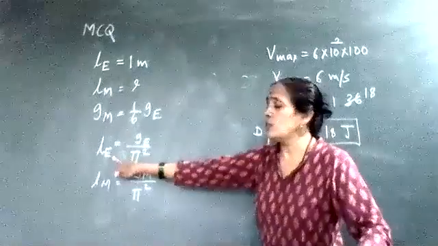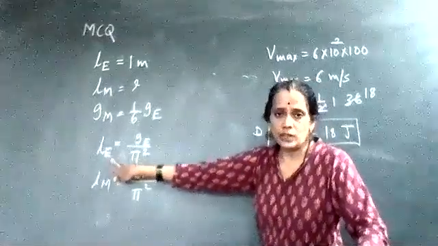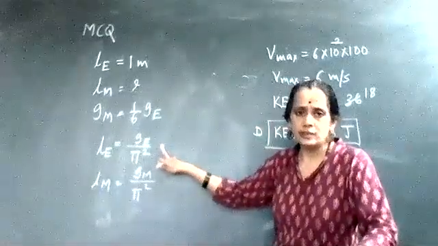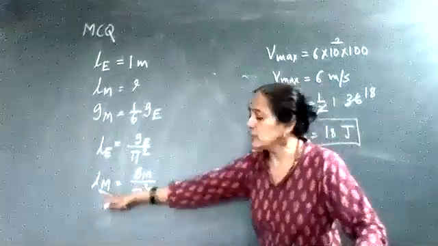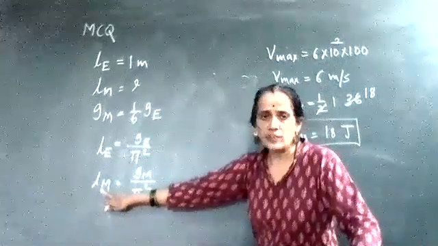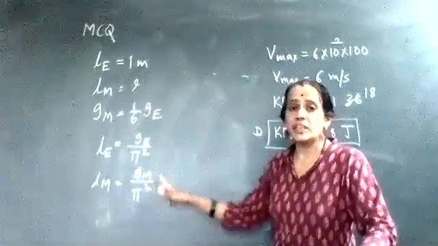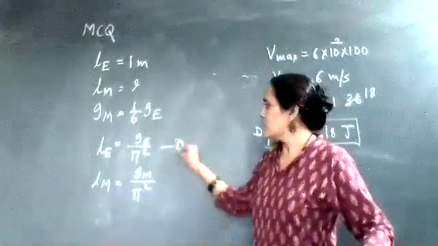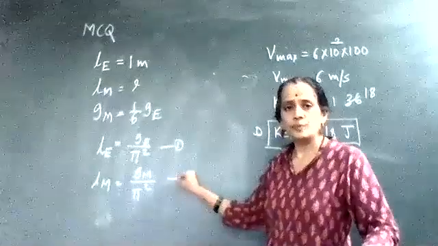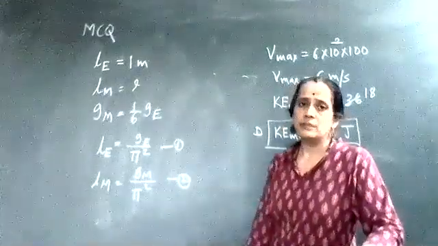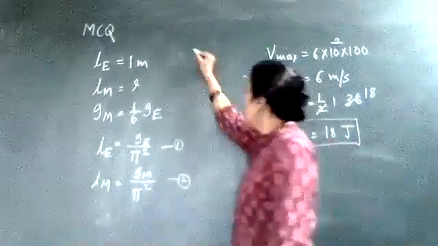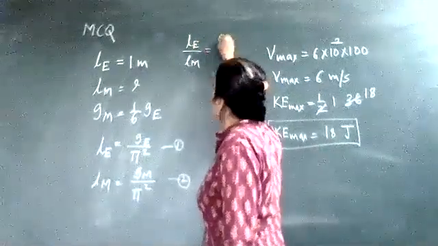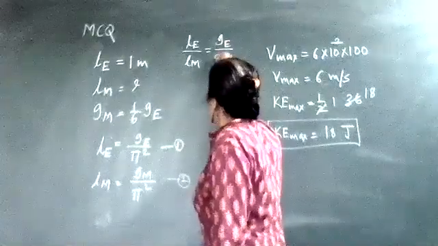So in the first relation, the length of the second pendulum on the Earth's surface is directly proportional to g_E. Similarly, the length of the second pendulum on the Moon surface is directly proportional to the gravitational acceleration on the Moon surface. So I'll say this is my equation 1 and this is my equation 2. I will divide equation 1 by 2. So I'm getting L_E upon L_M is equal to g_E upon g_M.